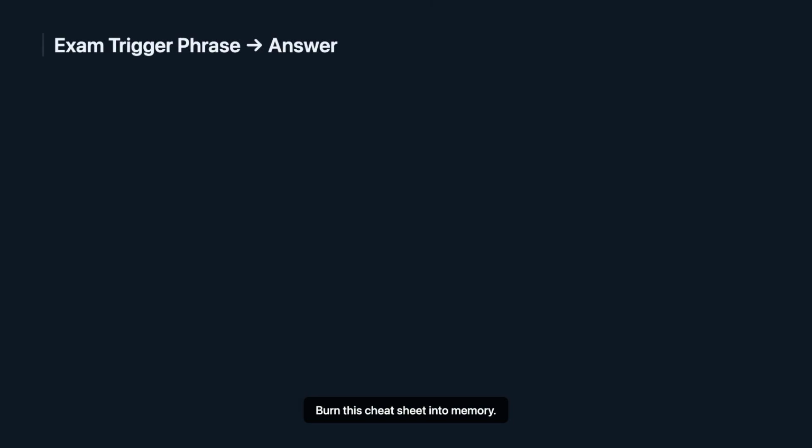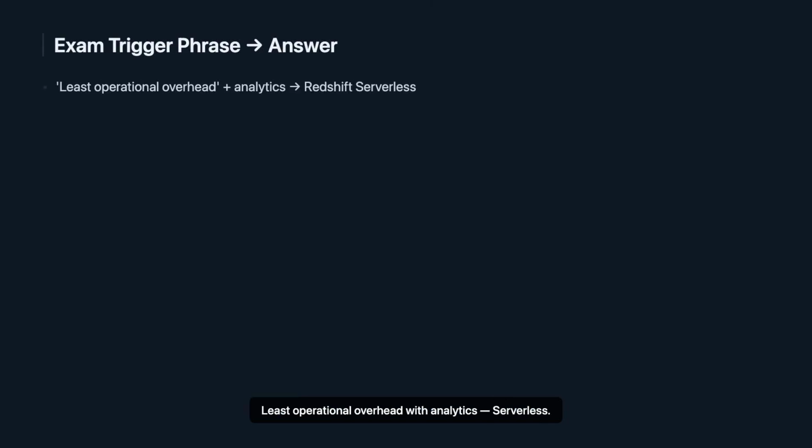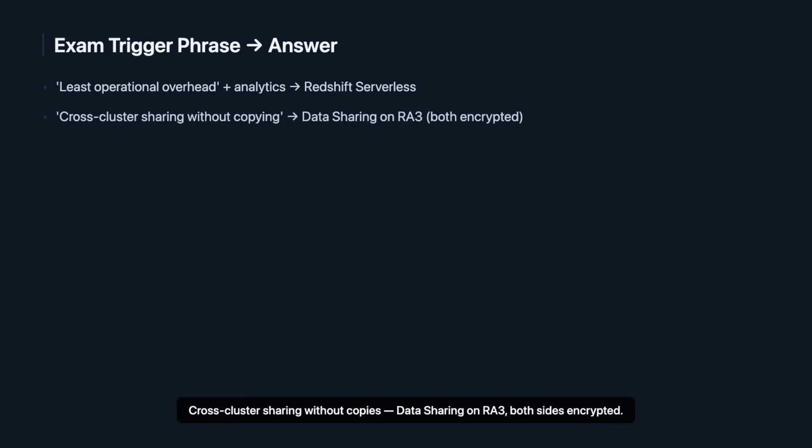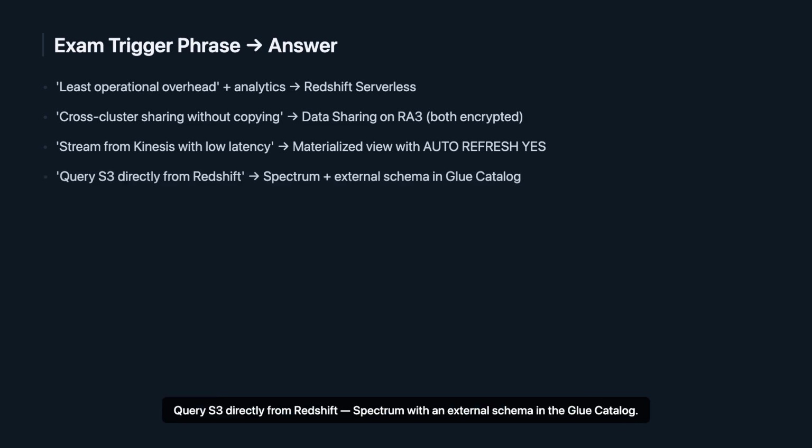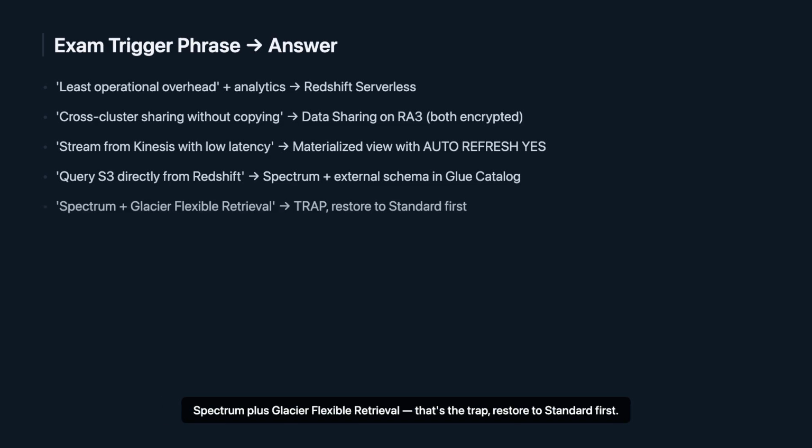Burn this cheat sheet into memory. Least operational overhead: analytics serverless. Cross-cluster sharing without copies: data sharing on RA3, both sides encrypted. Kinesis low latency: materialized view with auto refresh, yes. Query S3 directly: Redshift Spectrum with an external schema in the Glue catalog. Spectrum plus Glacier Flexible Retrieval, that's the trap.